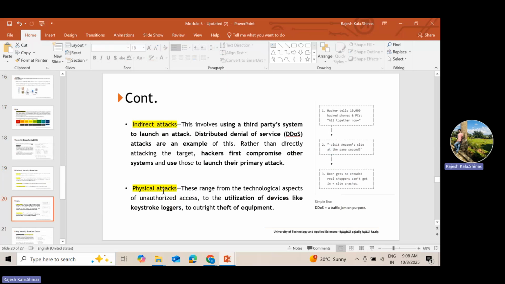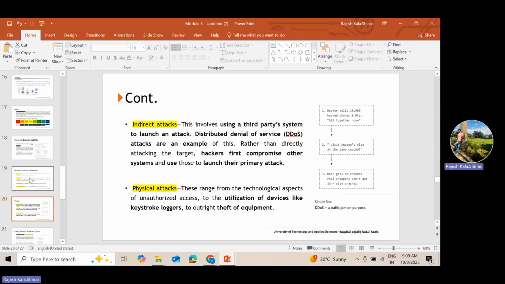Physical attack means, for example, a keystroke logger. Keystroke logger means whenever you press a key or type a password, this logger will record those keys, and he will guess your password and get all the data. Like theft of equipment, he can take the laptop, the USB, and all the data. That's a physical attack.